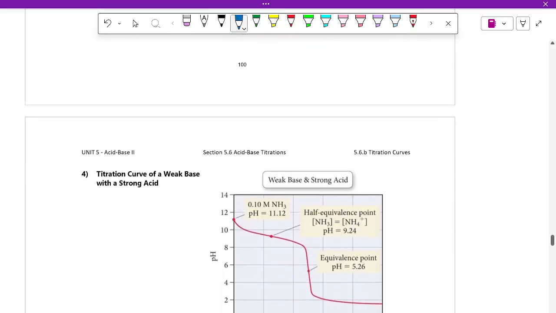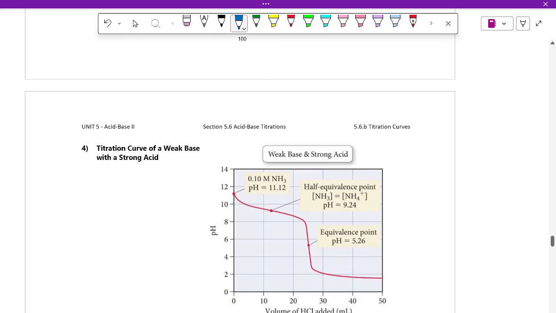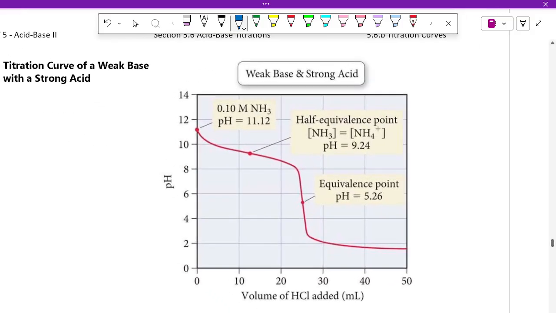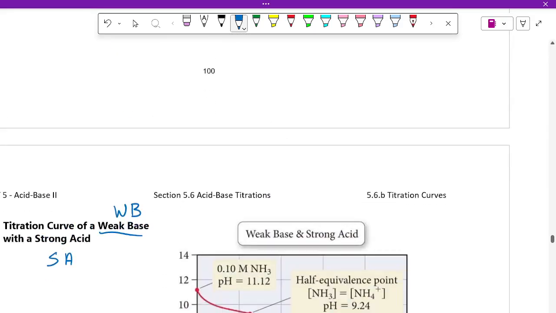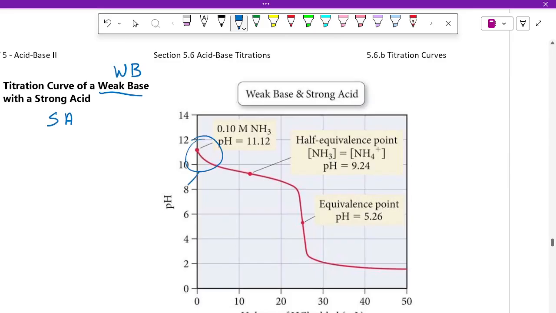And now we're going to do a weak base with a strong acid. Okay, there's our weak base with a strong acid. You'll notice, what do we have at the beginning? Weak base, strong acid. We're now on page 101. What do we have at the beginning? We have a little hill, a little curve. We have a half equivalence point. As well, we have an equivalence point. The half equivalence point is still going to give you the Ka of the acid because it's a pH.